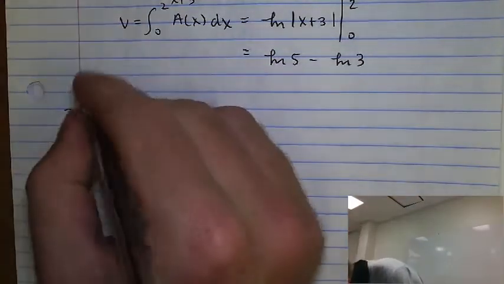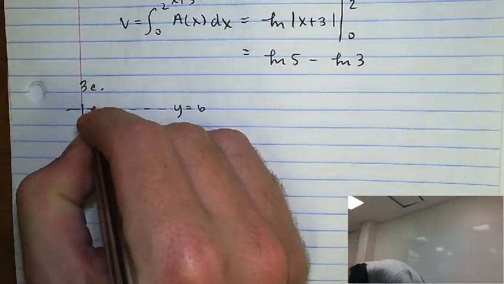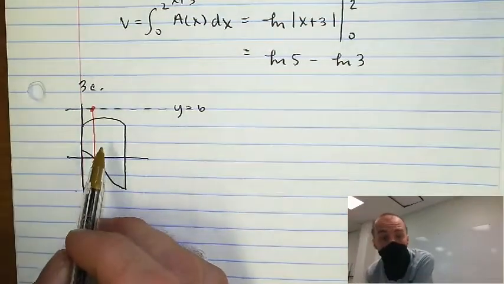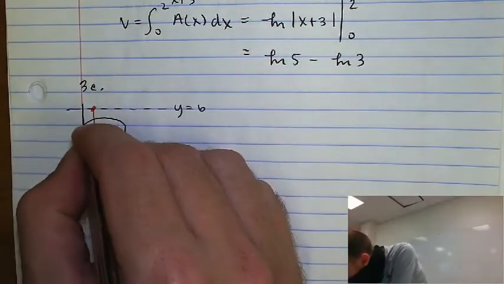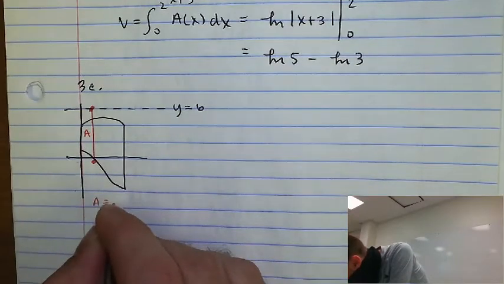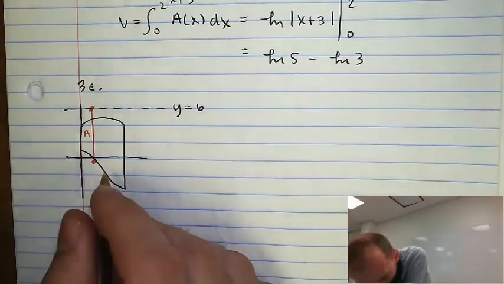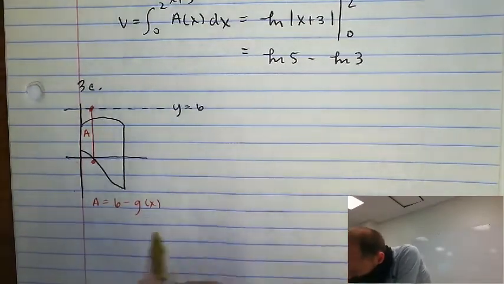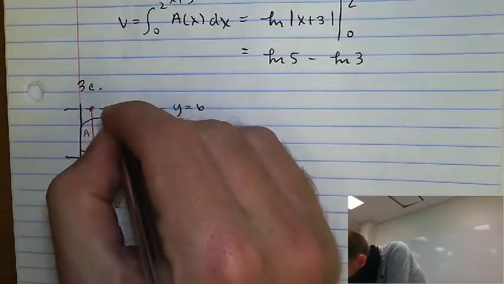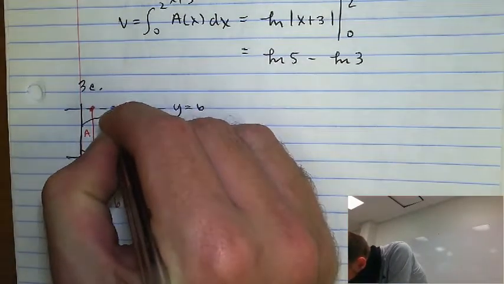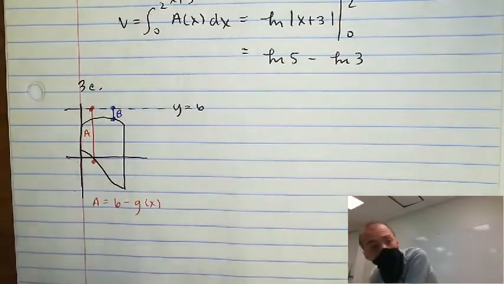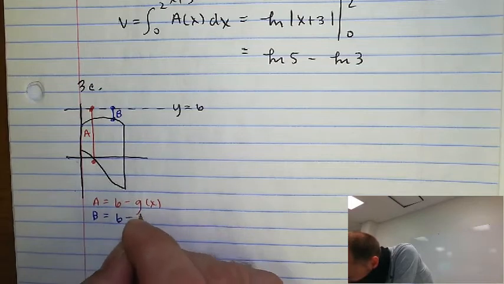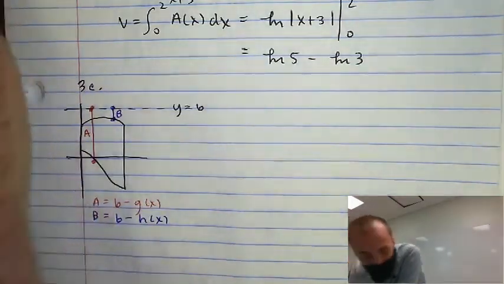Okay, so my large radius here, reaching from the axis of rotation to the far side of the region we're rotating, that's my large radius. Large radius, top minus bottom, is y = 6 minus y = g of x. And then my small radius is going to reach from the axis of rotation to the near side of the region I'm rotating. And that will be b, which is top minus bottom, y = 6 minus y = h of x.